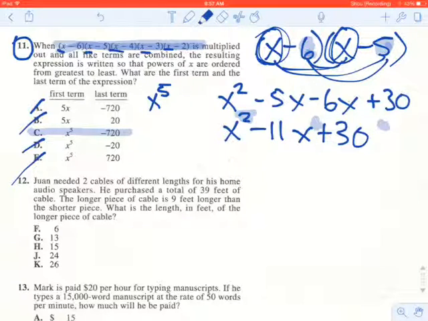You could also multiply them all out using your calculator, and you will get the same thing. All of these terms together will give you negative 720 for your last term.